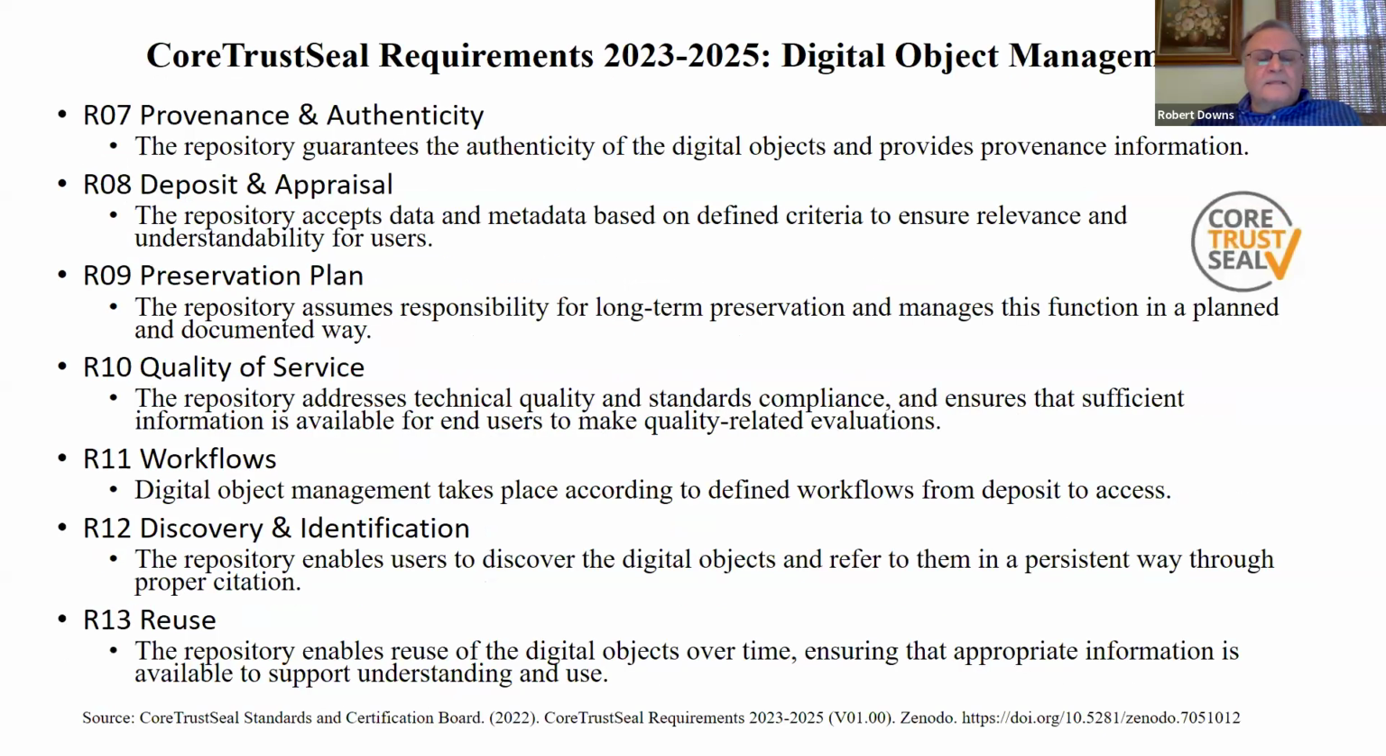Looking at the next set of requirements, they're referred to as digital object management, and that's R7 through R13. So R7 refers to provenance and authenticity. And when we talk about the provenance, we're really talking about the record of the history of the data products that have been created. That is, we want to know how the data product was created, when it was created, who created it, what they observed, what instruments were used.